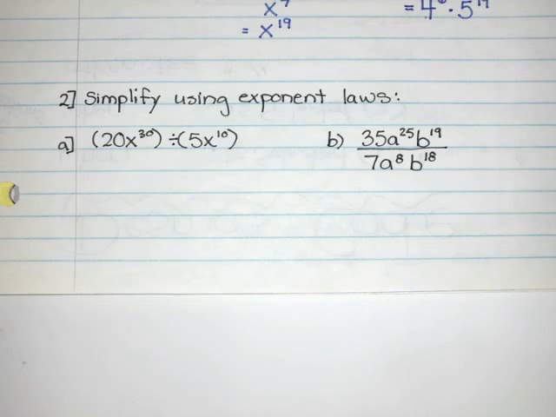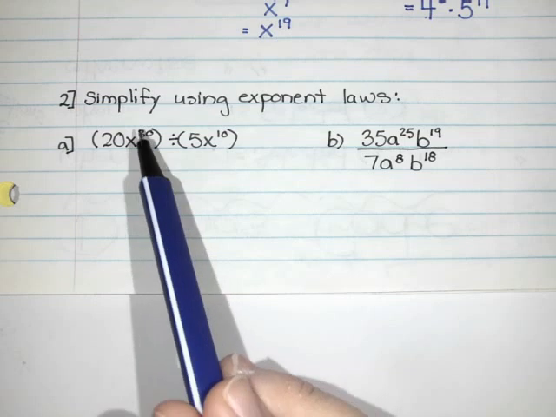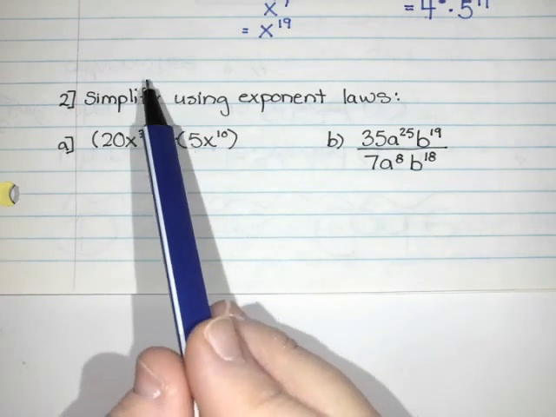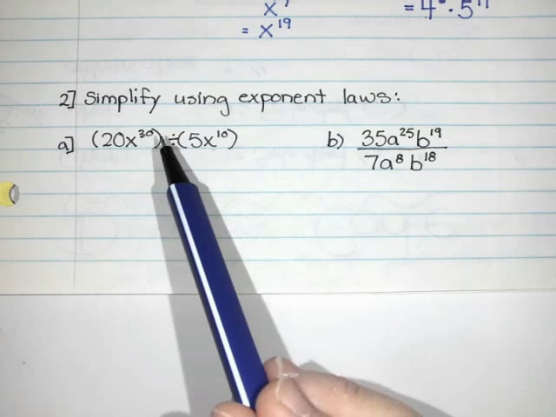This is the second part of our lesson on dividing powers. We just learned that when you are dividing two powers with the same base, you leave the base the same and subtract the exponents. So our first question here says simplify using exponent laws. That means we're going to have a power as our answer versus a number.